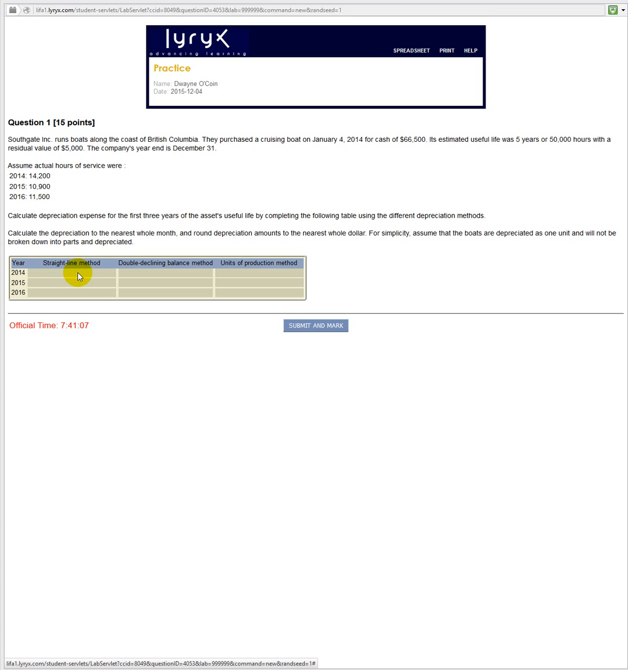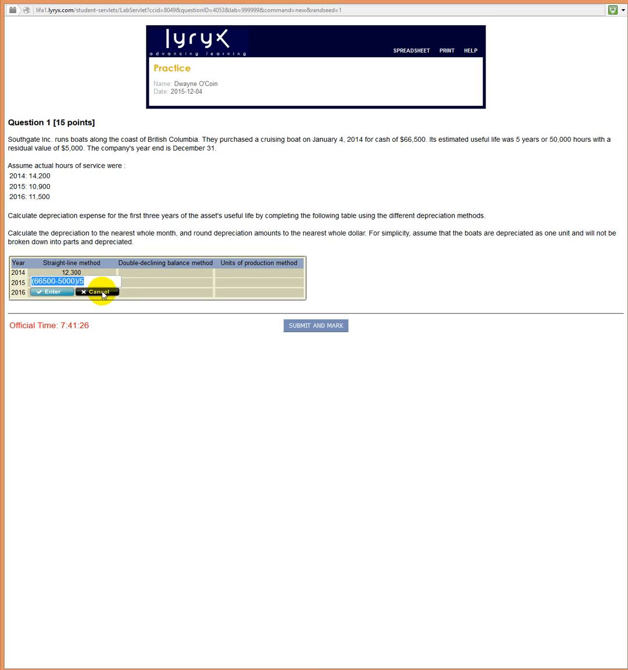Okay, so let's do the straight line method first. So we know that that's cost minus salvage value divided by life. So the cost is $66,500. The salvage value is 5,000, and then you divide that by the life of 5 years, and that will be the same number all the way down. Hence the term straight line.